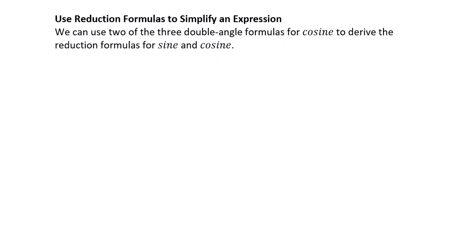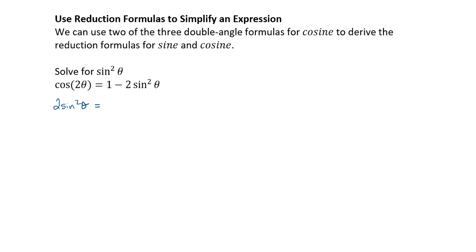Use reduction formulas to simplify an expression. We can use 2 of the 3 double angle formulas for cosine to derive the reduction formulas for sine and cosine. First, let's start with cosine 2 theta equals 1 minus 2 sine squared theta and solve for sine squared theta. So first, let's go ahead and move the negative 2 sine squared theta so that it's on the left. We'll add 2 sine squared theta to both sides.